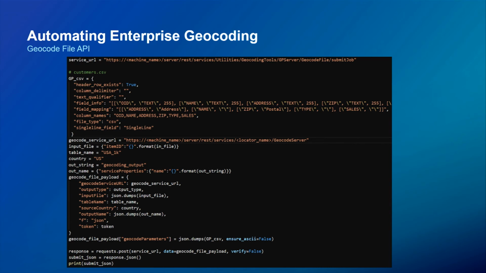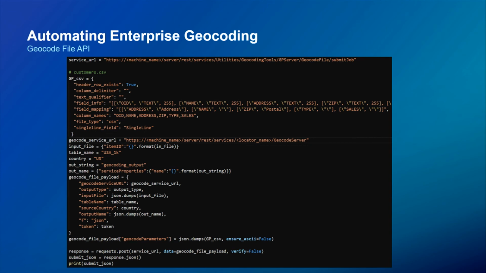The best way to do this is if you look at the GeocodeFile payload, that's sort of all of the parameters that we're going to send to the REST API. So the Geocode service URL, the output type you want. So the output type could be CSV, XLS, GDB. The input file, which is a zipped item ID on your server. The table name, so table name is if you have multiple tables in your Excel file, you could give it sheet 1 or sheet 2, and it would geocode just that sheet. Source country, output name, and then obviously you would pass the token because the portal needs to authenticate the request.